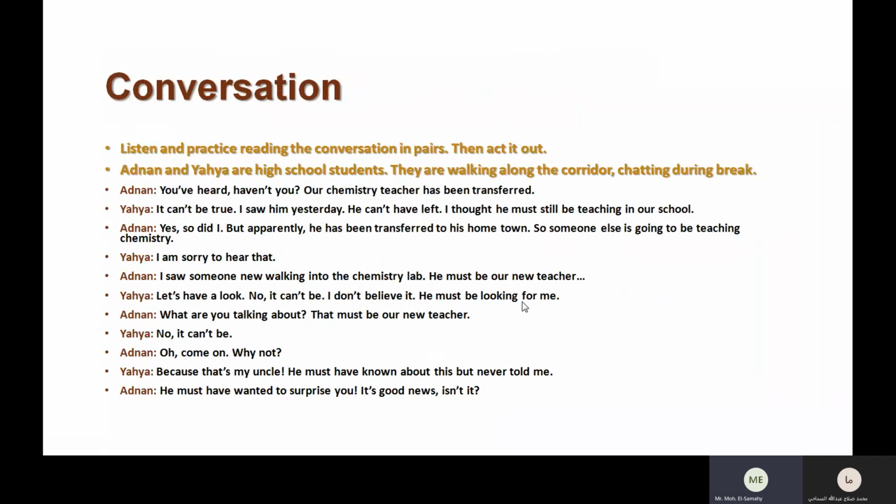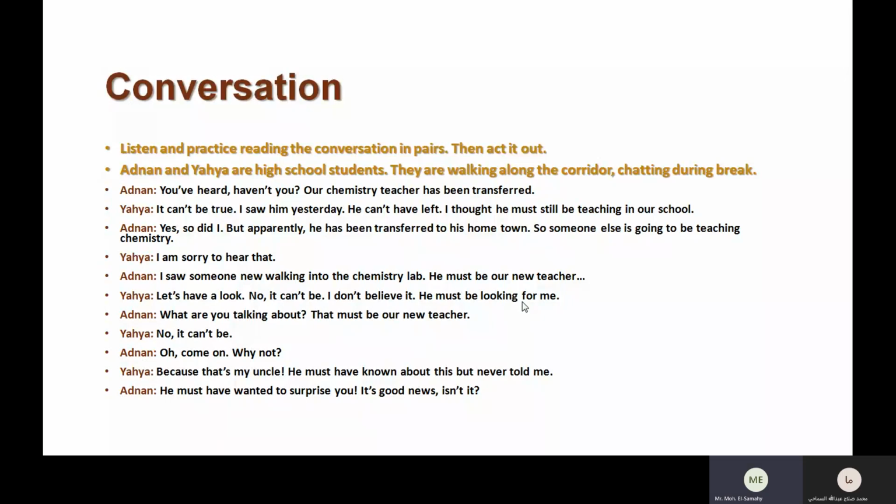Okay, page 4. There is a conversation. Listen and practice reading the conversation in pairs, then act it out. Okay, so I will read the conversation, and after that, I will ask 2 of you to read it again with acting.